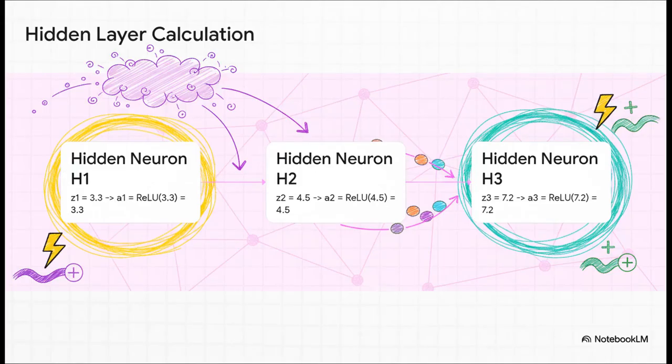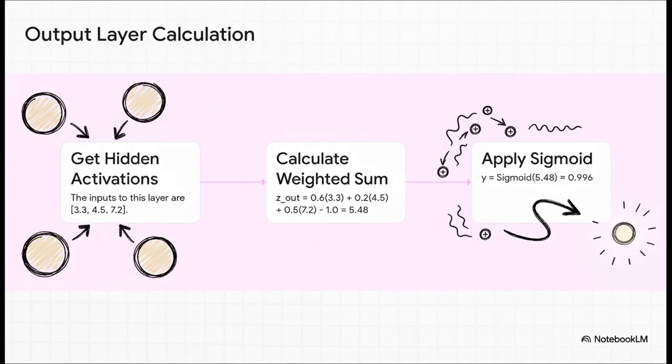Okay, first our input data, those two fives, hits the hidden layer. Now each of the 3 hidden neurons does its own calculation, weighted sum plus bias. Don't worry too much about the specific numbers here, just focus on the process. So neuron H1 calculates 3.3, H2 gets 4.5, and H3 gets 7.2. Then, each neuron applies its ReLU activation. Since all these numbers are positive, the outputs are just 3.3, 4.5, and 7.2. See? Pretty simple. Now for the next step.